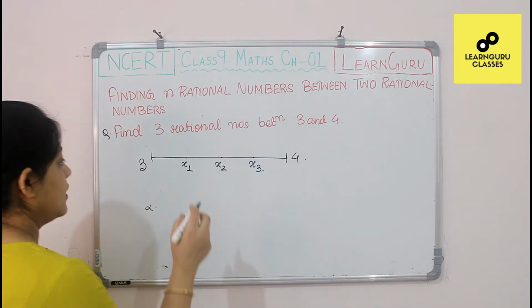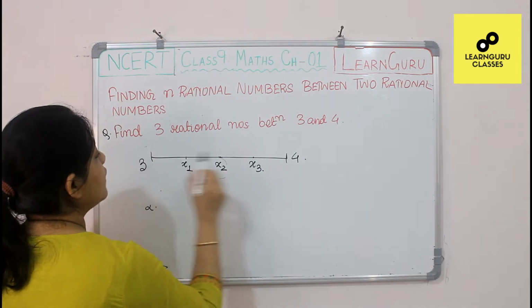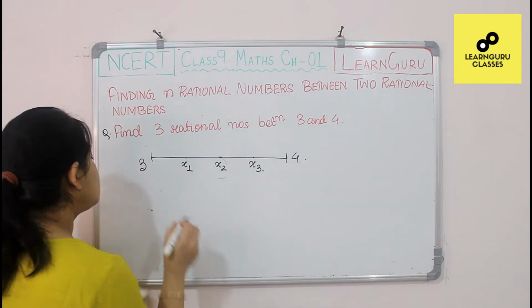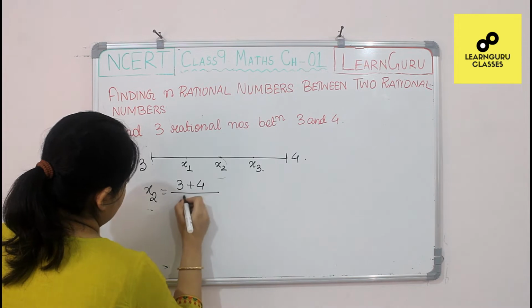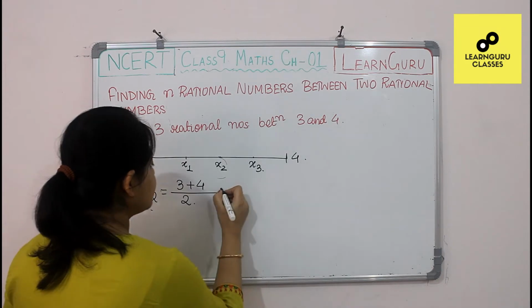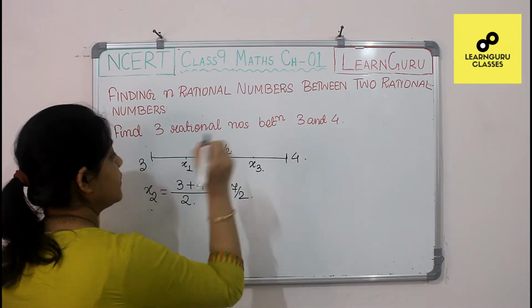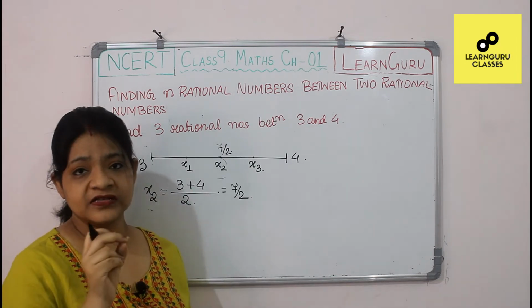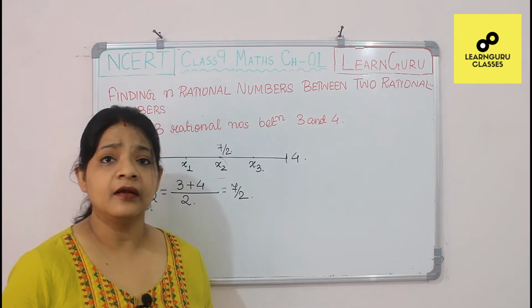Now you see this value, x2. Can we say x2 is the midpoint of 3 and 4? Yes, we can say. So x2 is what? We can find the mean of 3 and 4. x2 is nothing but the mean value of 3 and 4. So that is 7 by 2. 7 by 2 is the mid value between 3 and 4, or the center point of the two rational numbers 3 and 4.